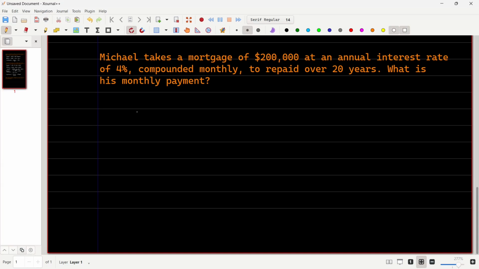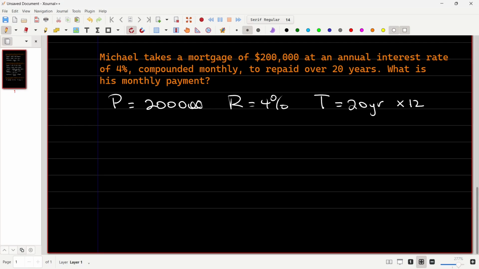Okay, so first thing we need to figure out is how much overall he needs to pay at the end of this 20 years. Let's say the principal is $200,000, the rate is 4%, and the time is 20 years. Now, that rate is monthly, so let's figure out how much it's going to be at the end of 20 years' worth of months. There are 12 months in a year, so 20 by 12 gives us 240 months. So the interval is 240 months.